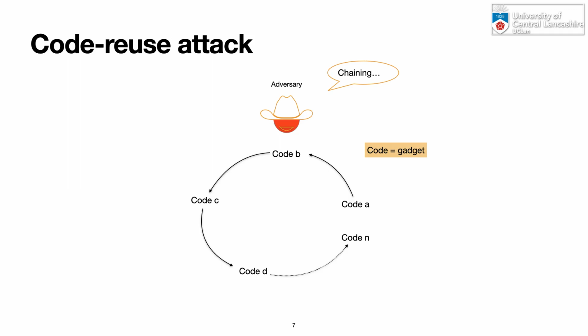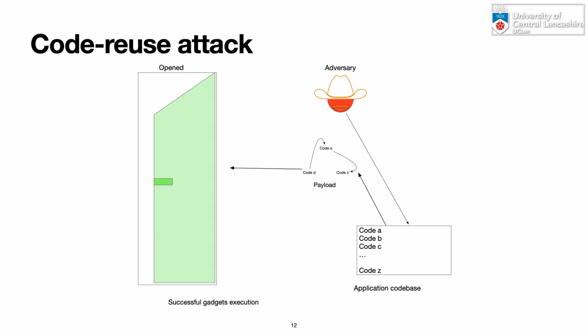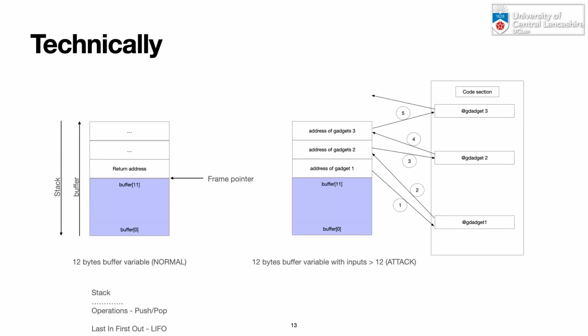Code reuse attack is a special type of injection attack that works by chaining together small pieces of instructions called gadgets. Instead of injecting new instructions, an attacker selects small pieces of instructions from the existing program code base to give a new command to a program. So technically, an attacker writes in the protected region of the memory.